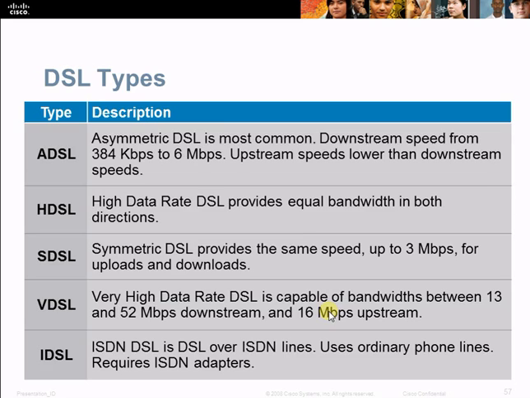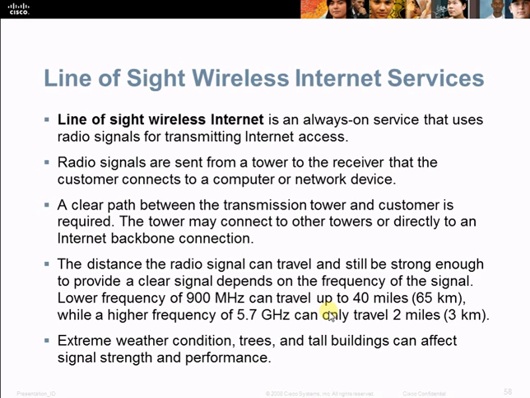And there were some line-of-sight wireless internet services. Again, it means you have to be in direct sight, a path with the tower and the customer. Can be a little bit faster. So it's an always-on service using radio signals. You want to make sure you know that. You need a clear path. If anything's in between, then it won't work correctly. So extreme weather conditions, trees, and tall buildings can affect how this line-of-sight wireless internet service works.